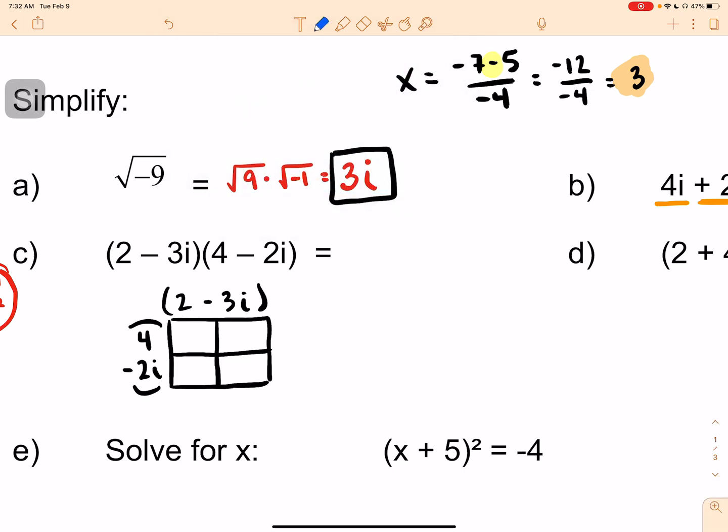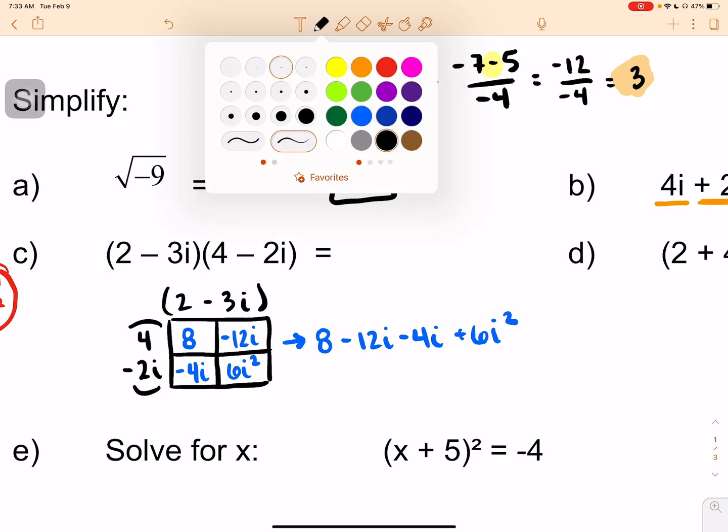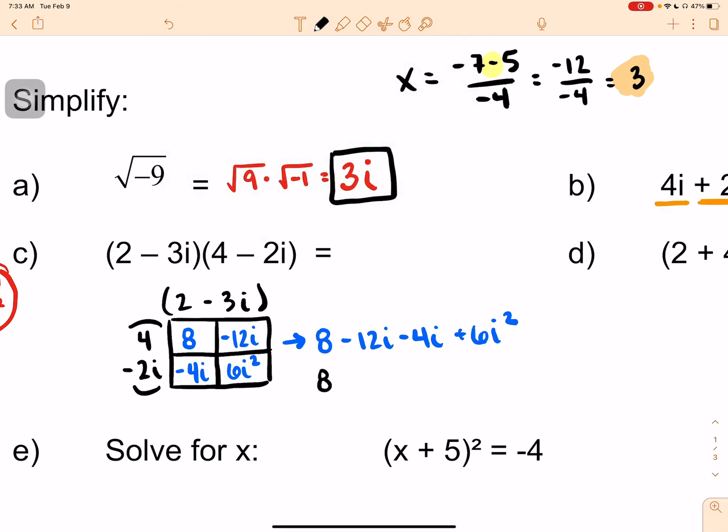Okay, so now if we multiply this, 4 times 2 is 8, 4 times negative 3I is negative 12I, 2 times negative 2I is negative 4I, and then negative 2I times negative 3I is a positive 6I squared. So let's simplify that. We have 8 minus 12I minus 4I plus 6I squared. Okay, so the 8 does not have any like terms as of now. Negative 12I minus 4I is just negative 16I.